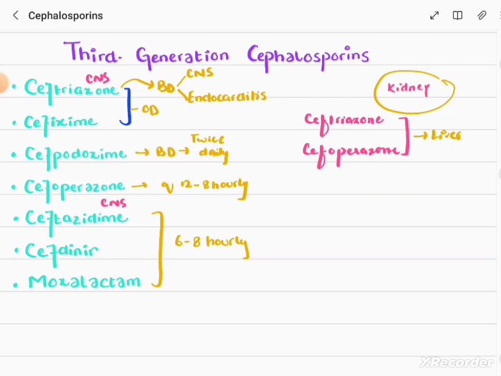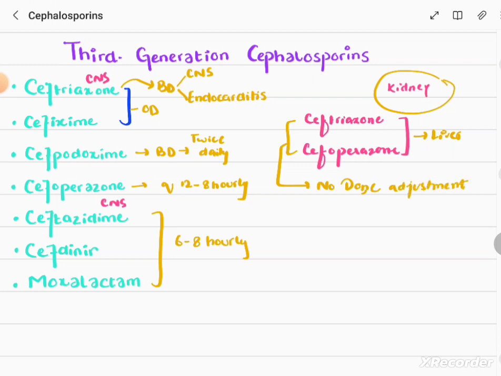If the patient has chronic kidney disease or acute kidney injury, we need to modify their doses according to their renal status. So there is no dose adjustment required for these two drugs in case of any renal failure. No dose adjustment is required.